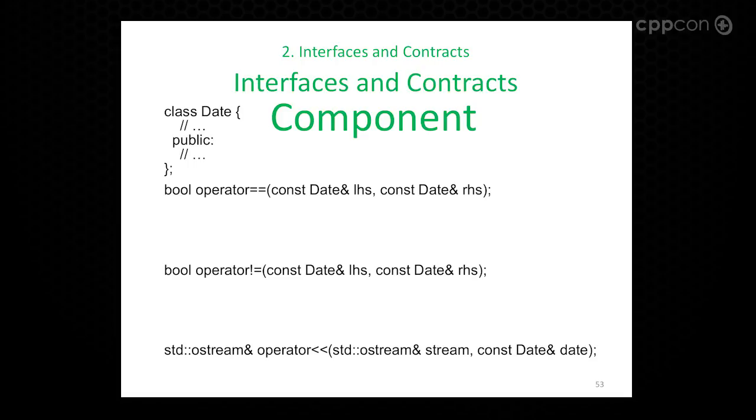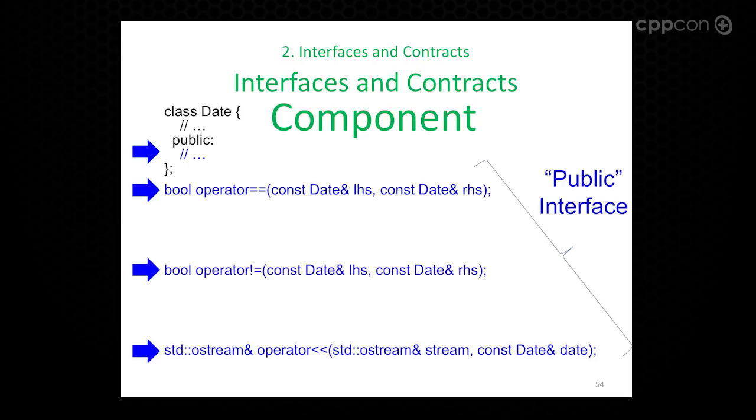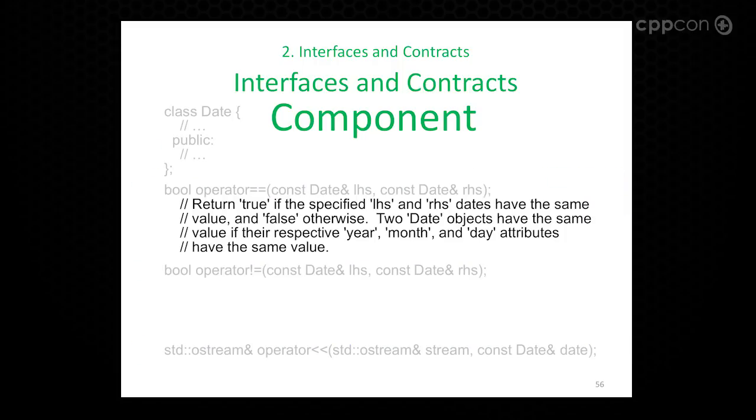Okay, and here's a component. And here's the public interface. We have the public interface of the class plus whatever free operators are located within the component. So again, interface, then more contract, right? Because each of the functions needs a specification of what its semantics are.